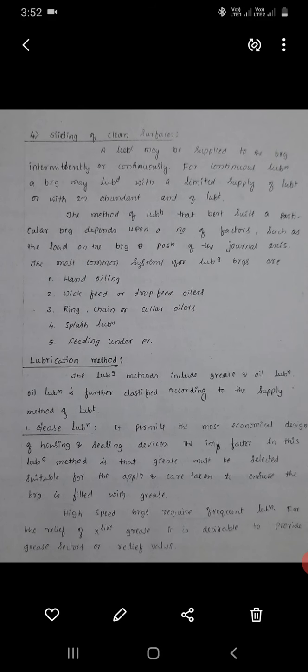Sliding of clean surfaces. Lubricant may be supplied to the bearing intermittently or continuously. For continuous lubrication, a bearing may be lubricated with a limited supply of lubricant or with an abundant amount of lubricant. The method of lubrication that best suits a particular bearing depends on a number of factors such as the load on the bearing and the position of the bearing axis. The most common systems for lubrication are hand oiling, wick feed, drop feed oilers, ring, chain or collar oilers, splash lubrication, and feeding under pressure.